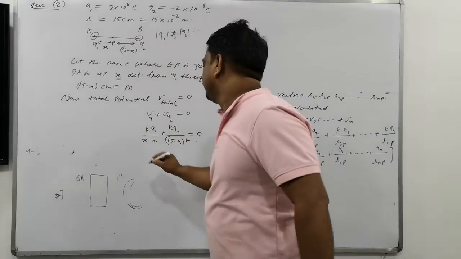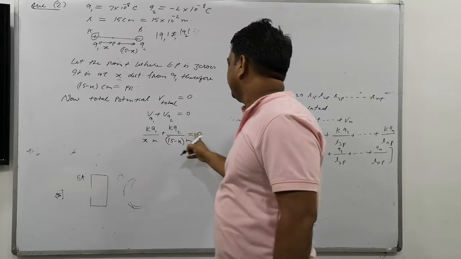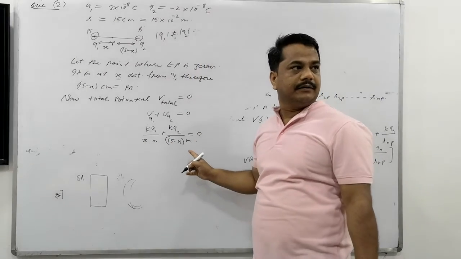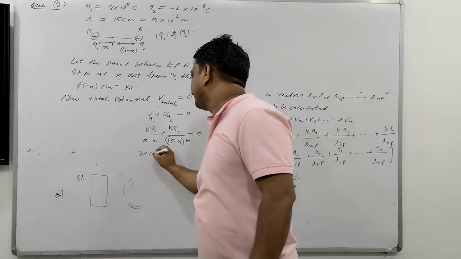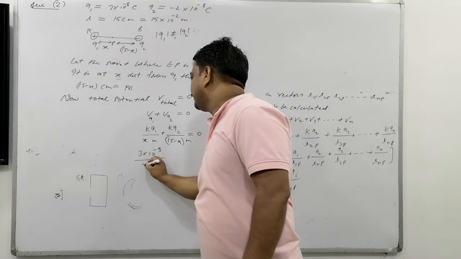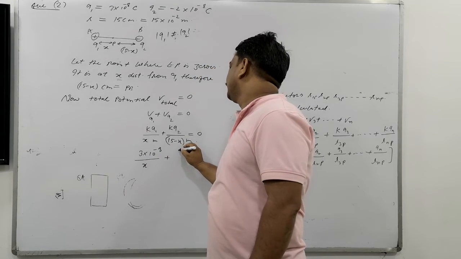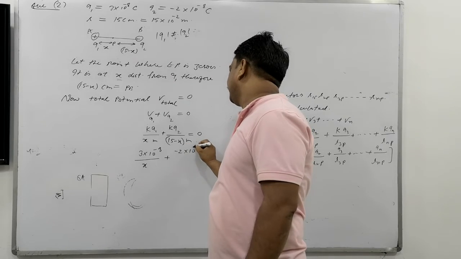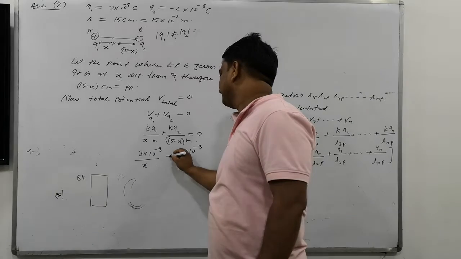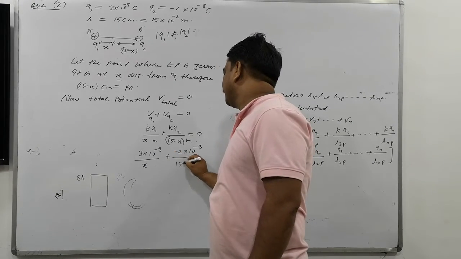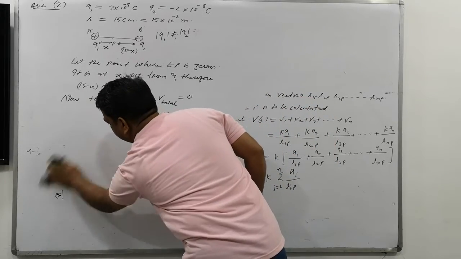What is Q1? Q1 will be here, kk common, and this equation is equated to 0. So kk can cancel. What is Q1? Q1 is 3 into 10 to the power minus 8, and it's x also, plus next is Q2, minus 2 into 10 to the power minus 8. The minus will make it negative. Later it's 15 minus x is equal to 0.